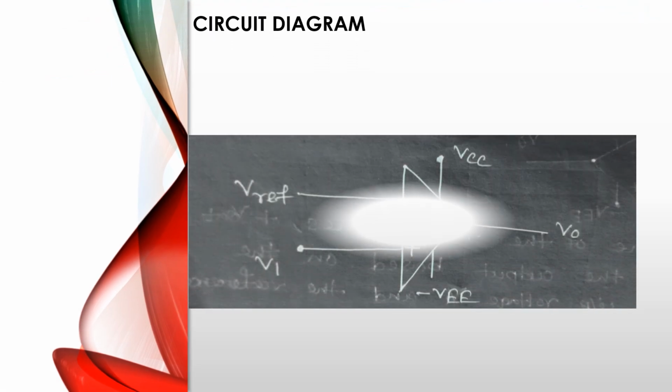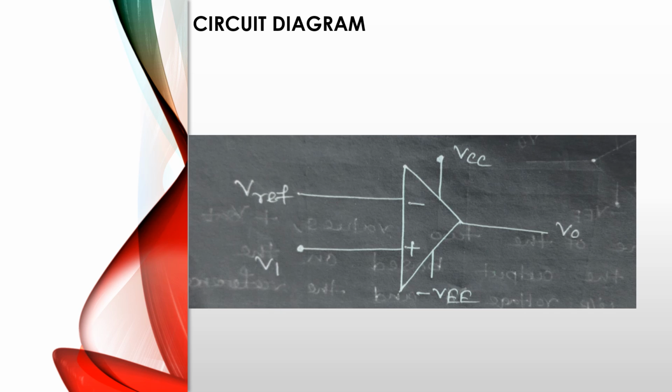This is the circuit diagram of the non-inverting comparator circuit. As I told you in the earlier slide, the reference voltage is applied to the inverting input terminal, that means the negative terminal, and the input voltage is applied to the non-inverting terminal, that means the positive terminal.